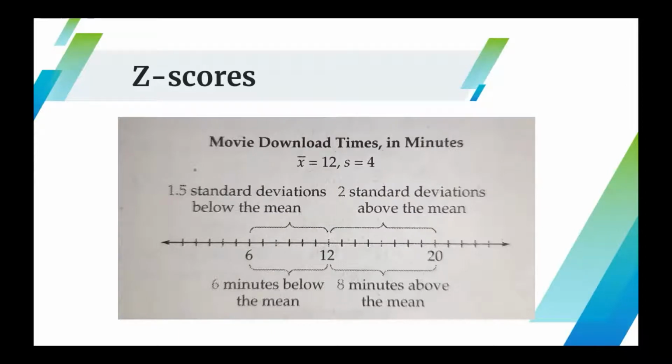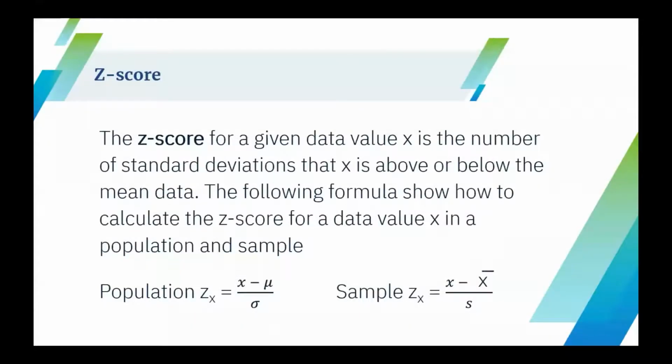is from the mean. The number of standard deviations between a data value and the mean is known as the data value's z-score or standard score. The z-score for a given data value x is the number of standard deviations that x is above or below the mean of the data.